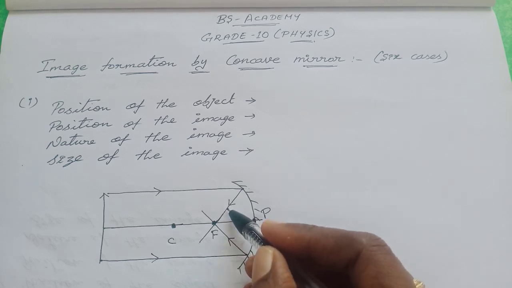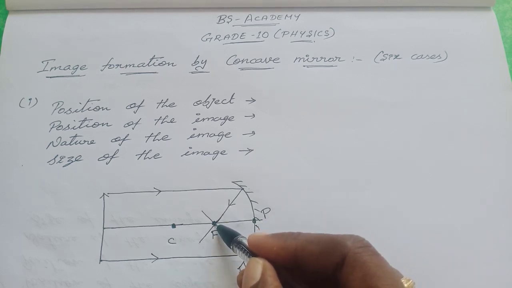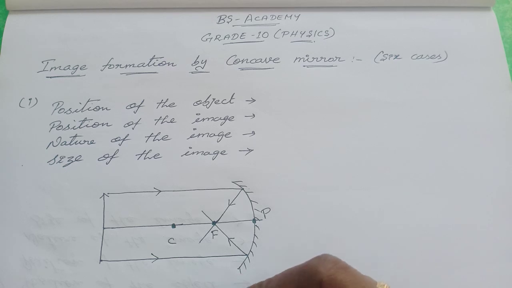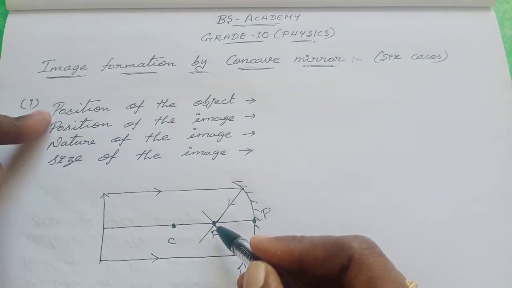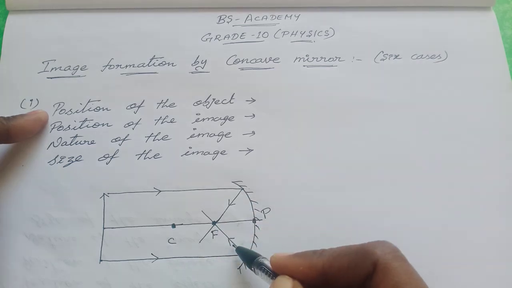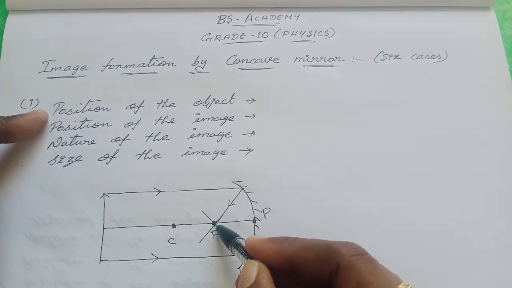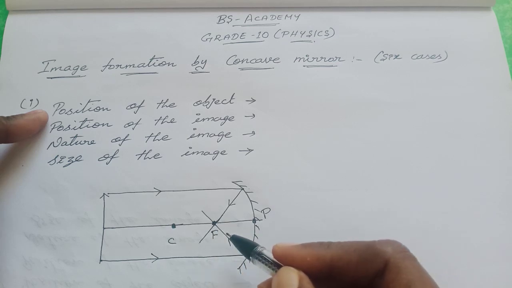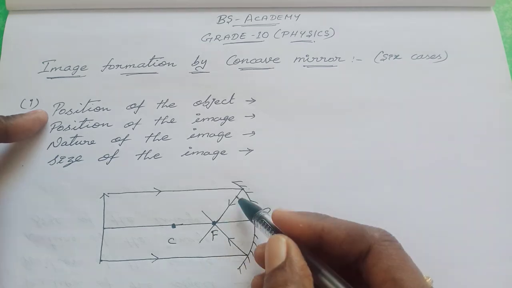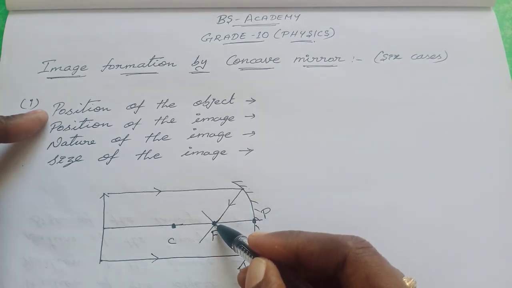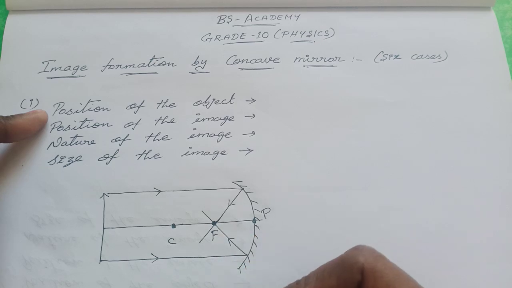So wherever the two reflected rays meet, there the image is going to be formed. Here in this first case, the reflected rays are meeting at this point. This point is called what we have previously discussed: the principal focus. These reflected rays are meeting at the principal focus, so here only we are going to get the image.